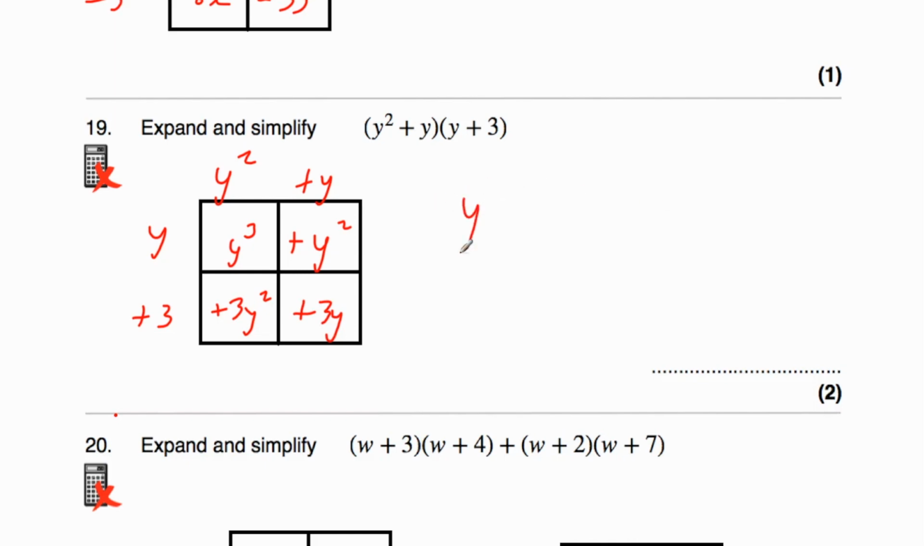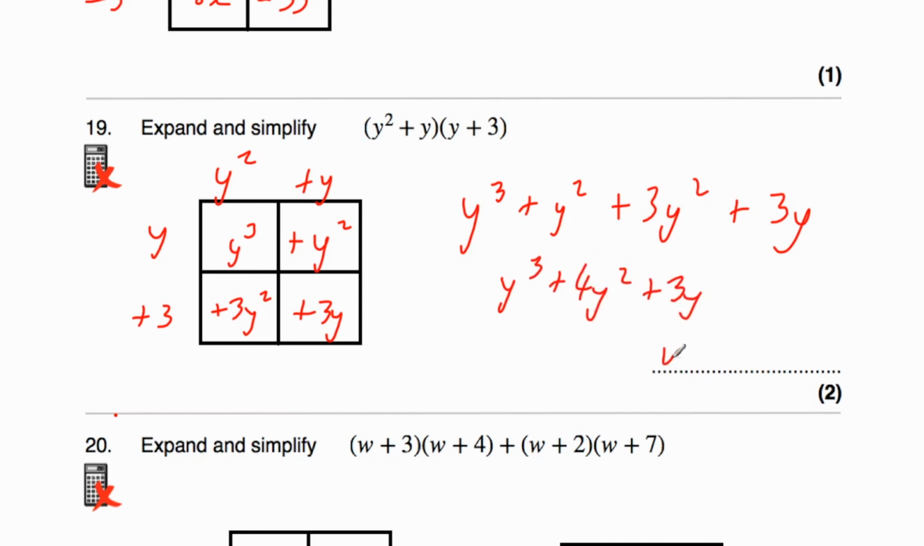And let's write that out. So we've got y cubed plus y squared plus 3y squared plus 3y. We've got two terms that have got y squared, so let's add those together. Let's collect those like terms. We've got 1y squared plus 3y squared, that's 4y squared. So that's y cubed plus 4y squared plus 3y. And that's it. So y cubed plus 4y squared plus 3y.